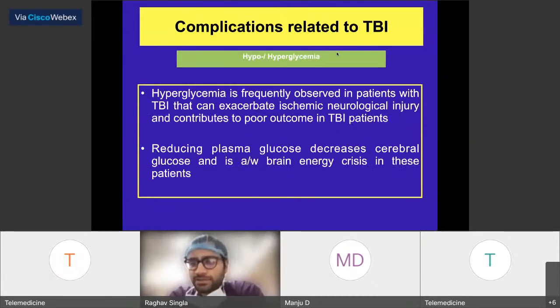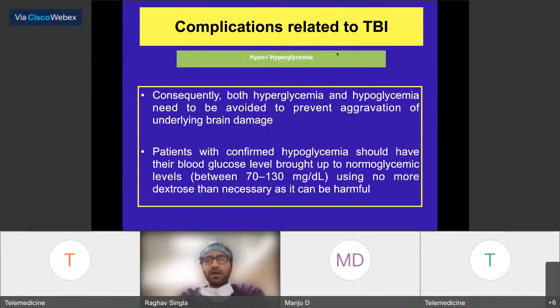The next complication is the sugar levels that need to be managed. We need to see whether they are hypoglycemic or hyperglycemic. Hyperglycemia is the more frequently observed problem in these patients and prolongs the brain injury in the long term. It causes worsening of the secondary brain insult. We want to reduce the plasma glucose just to the normal level, because having it too low will also decrease the cerebral glucose and affect the brain energy crisis.